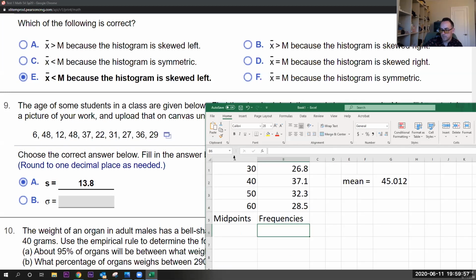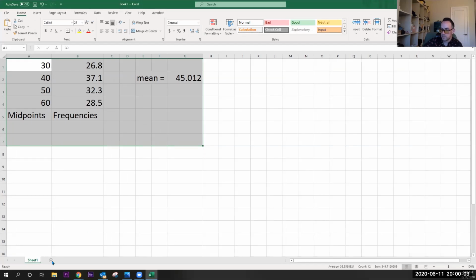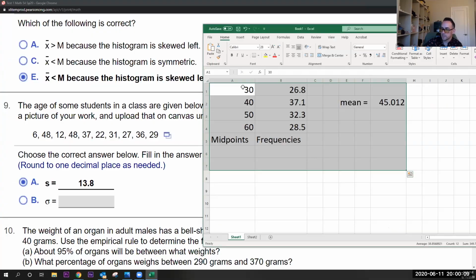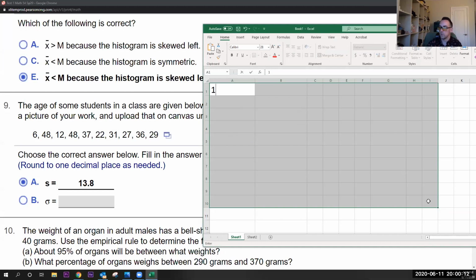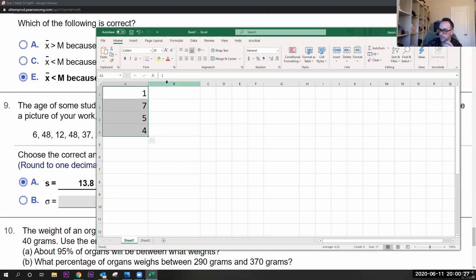Let's go back to sheet 1, it's bigger. Let's say I had some numbers like 1, 7, 5, 3, 4. To find the standard deviation, all I would do is get the mean. What's the mean? It's down here, it's 4.25. So then I would say that this equals this number minus 4.25, and then I would do that for all of these numbers.